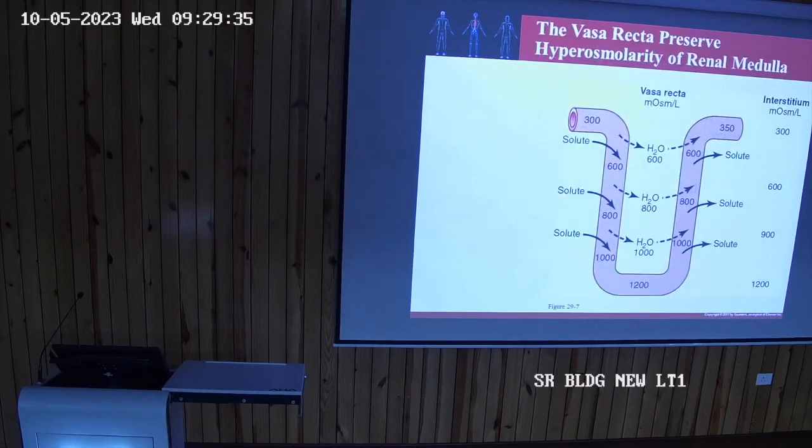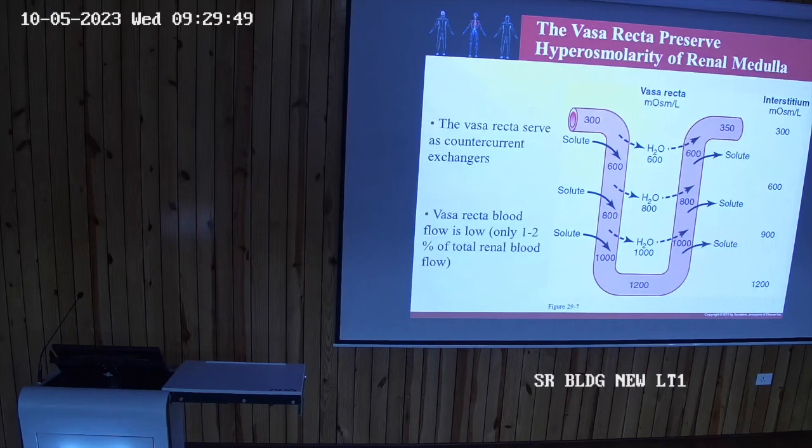This is the vasa recta preserving hyperosmolarity of the renal medulla. So how this picture takes place, this is the story of vasa recta. When vasa recta comes into picture, it becomes a counter current exchanger. Vasa recta blood flow is low, only 1 to 2% of the total renal blood flow, and the flow is very sluggish. So it has ample time for exchange to take place. If the flow is very high, then it will have less time for exchange. So for exchange to take place, the flow of vasa recta blood is very slow.